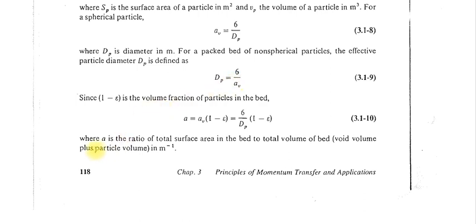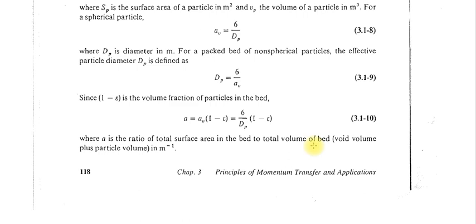Here we define one more characteristic, which is A. A is the ratio of the total surface area of the bed to the total volume of the bed. So it is the ratio of the surface area present in the bed, or the surface area available for the reaction, divided by the total volume of the bed.